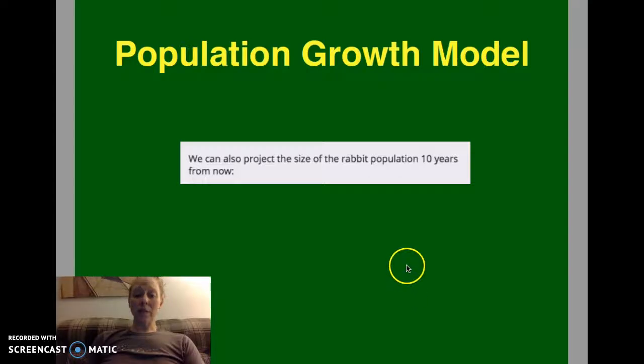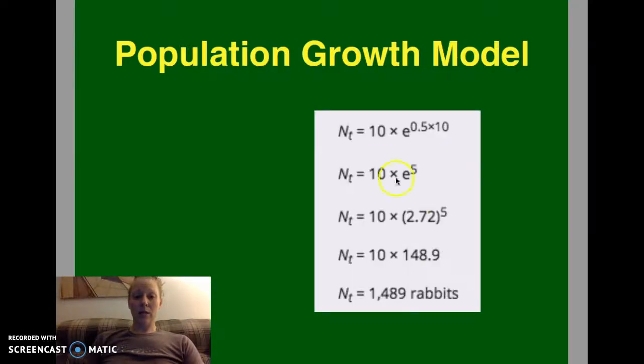So we could use the same calculation to predict in 10 years, except instead of putting a 2, we would put a 10. And so it would look like this. So here we have 10 reproducing individuals, the base of the natural log, 50% times 10, and that gives us, well, that's a lot of rabbits, 1,489 rabbits.